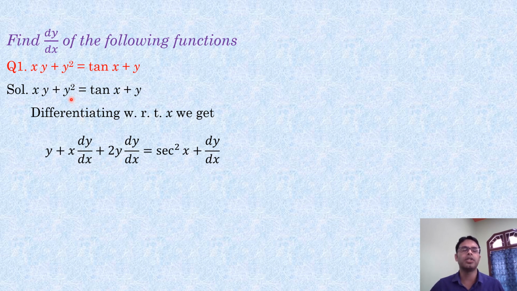But since this is not x, therefore by chain rule, differentiation of y is dy/dx. This is 10x, and the differentiation formula is sec square x. No chain rule will be there because the primary function is in x and here also it is x. Then plus y differentiation with respect to x is dy/dx.